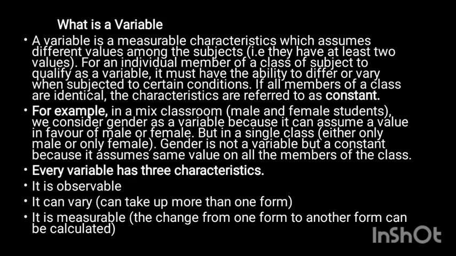What is a variable? A variable is a measurable characteristic which assumes different values among the subjects. That is, they have at least two values. For an individual member of a class of subjects to qualify as a variable, it must have the ability to differ or vary when subjected to certain conditions. If all members of a class are identical, the characteristics are referred to as constant.